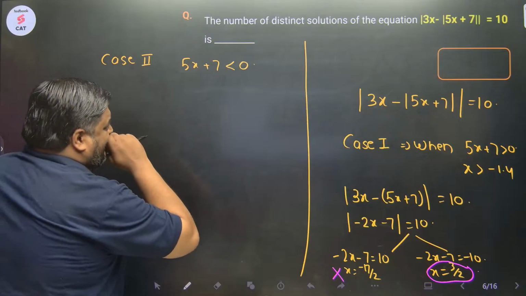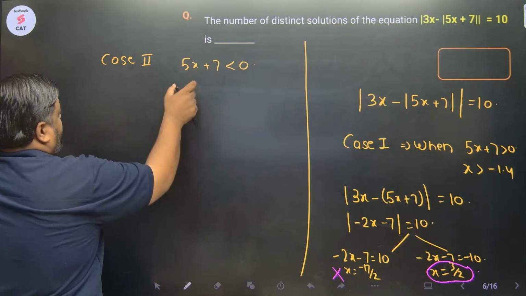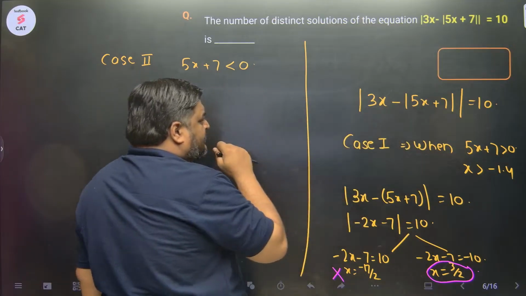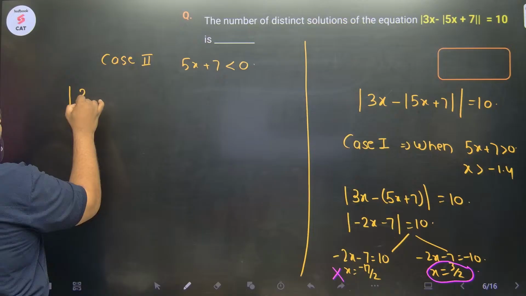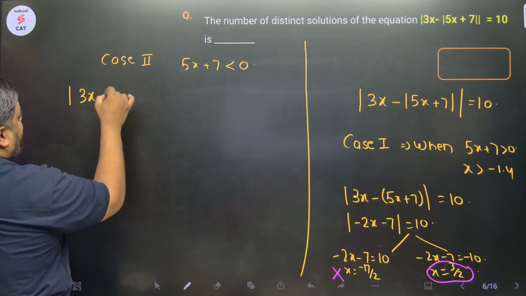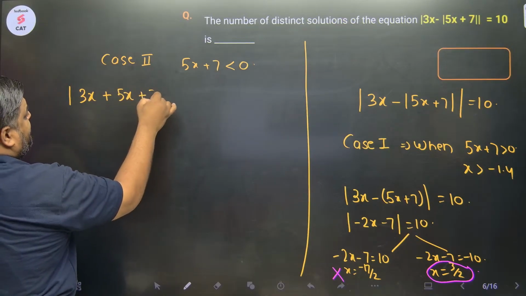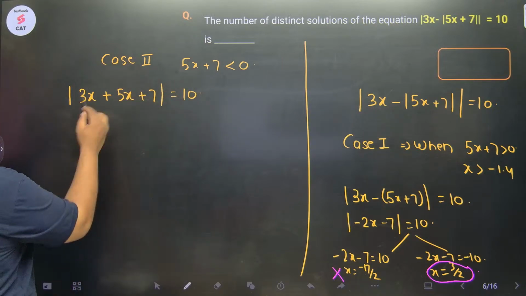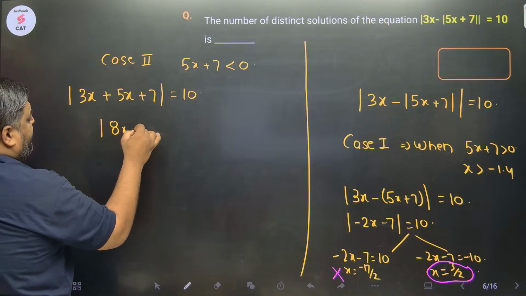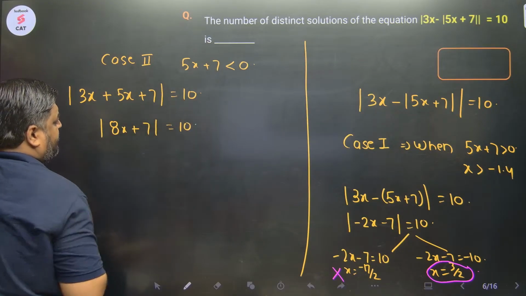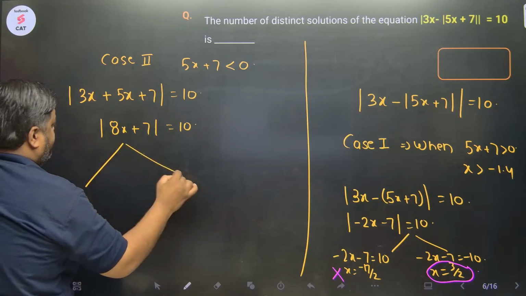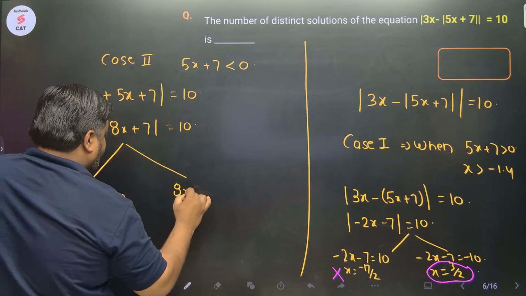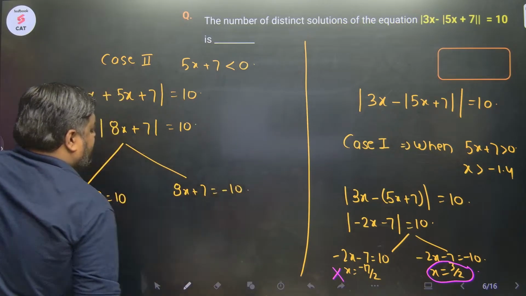Now this is the second case we need to investigate. Now if this is less than 0, ये मॉड से बाहर निकलेगा तो it will come out with a negative sign. So what I get is 3x, मॉड के बाहर आए नेगेटिव साइन, so plus |5x plus 7| equals 10. Right? So this is 8x plus 7, mod of 8x plus 7 equals 10. Again, इसके दो केसेस बनेंगे. So 8x plus 7 is equal to 10, 8x plus 7 is equal to minus 10.